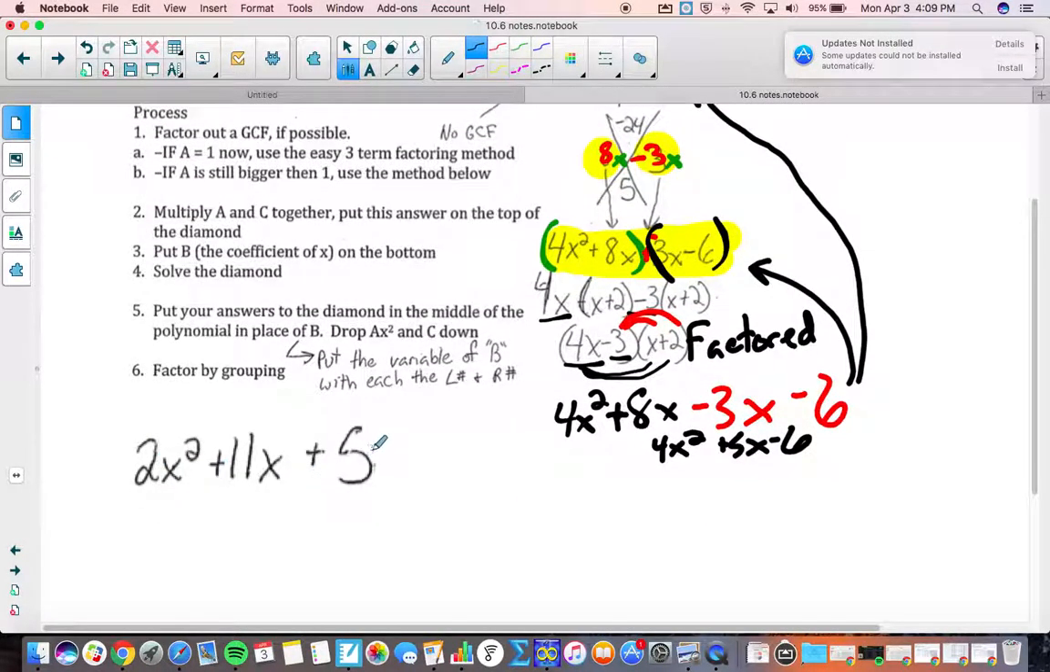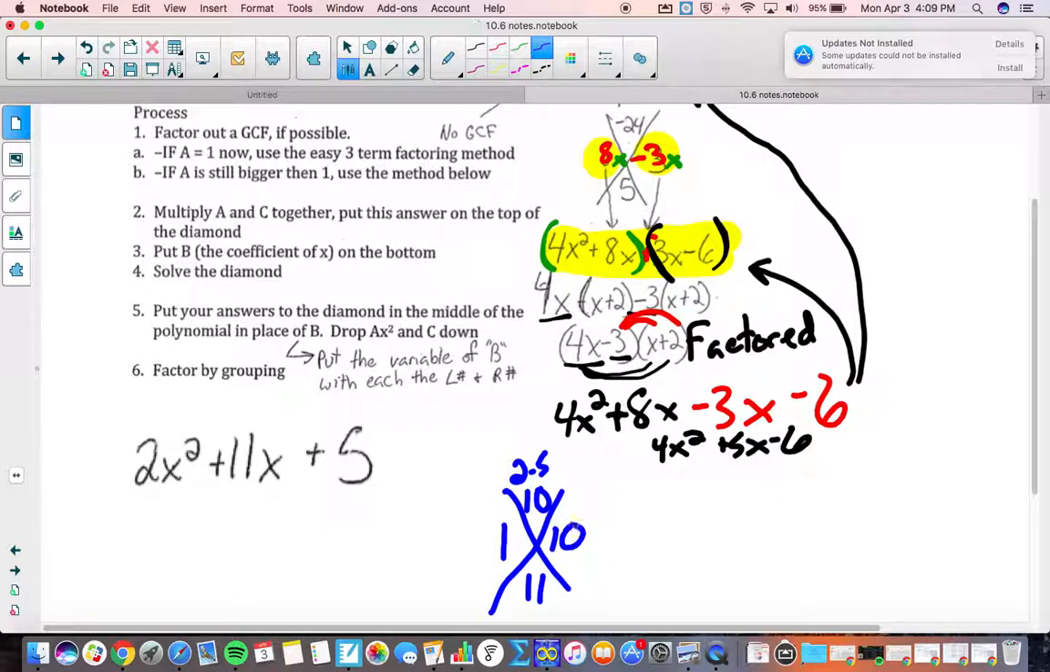I can't factor a number or a variable out. So now we're going to multiply our A and our C together. So we get 2 times 5, which is 10. You actually don't have to write the 2 times 5 down, but that's where it's coming from. And on the bottom we get 11. So what two numbers multiply to 10 that add to 11?